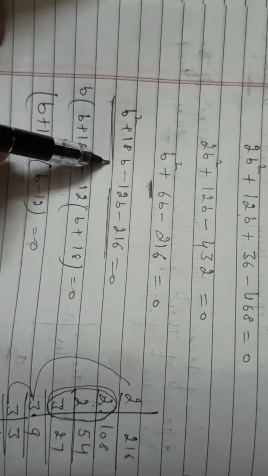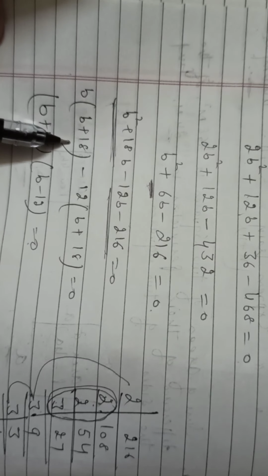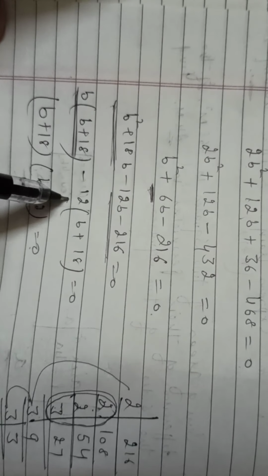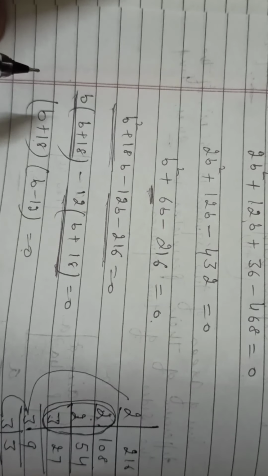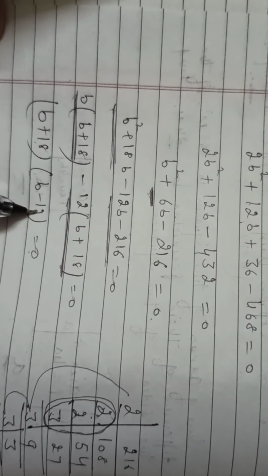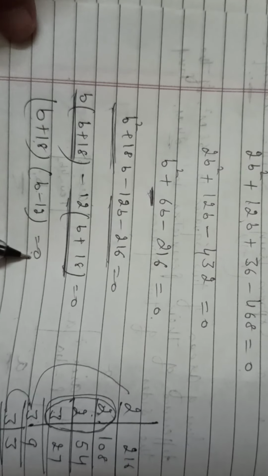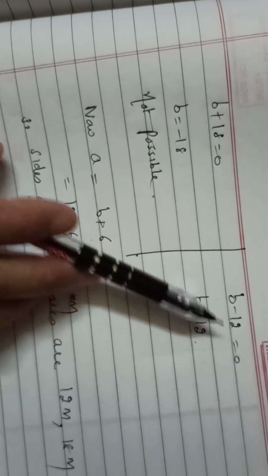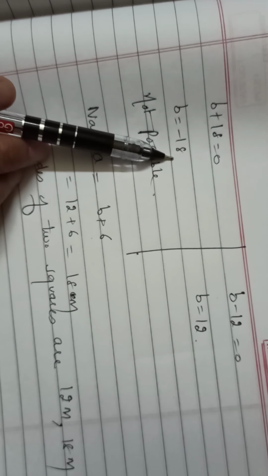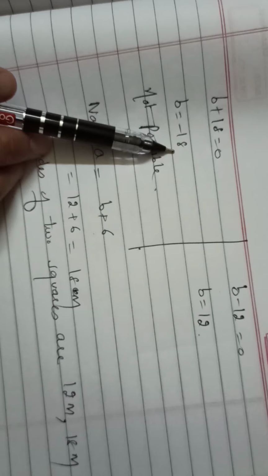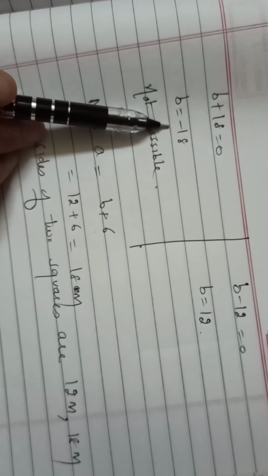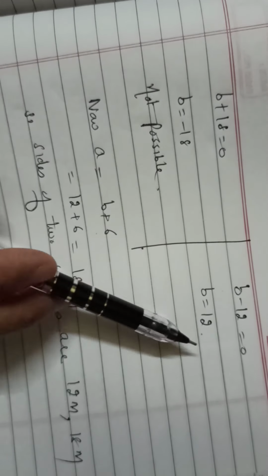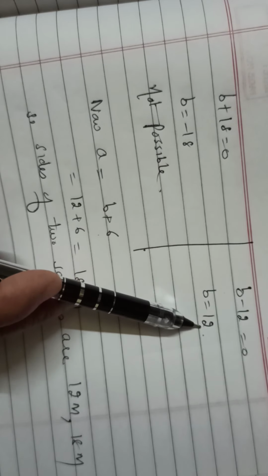Two pairs. Out of this pair b is common: b plus 18, minus 12 (b plus 18) equal to 0. Again from these two pairs, b plus 18 out. What will be left? b minus 12 equal to 0. Both separately can be equal to 0. This also can be 0, this also can be 0. b is equal to minus 18. Again, b is what? It is a side of the square, and a side can never be negative. So not possible. So what is the possible value? b is equal to 12.